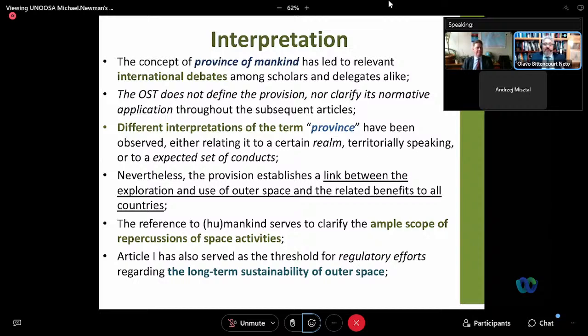Additionally, we may even observe that Article 1, Paragraph 1 has also served as the threshold for different regulatory efforts regarding the long-term sustainability of outer space, as, for instance, the 2019 UN COPUOS Guidelines. But that is not the only topic of contention when we address different interpretations of Article 1. Please, Michael, the next slide.